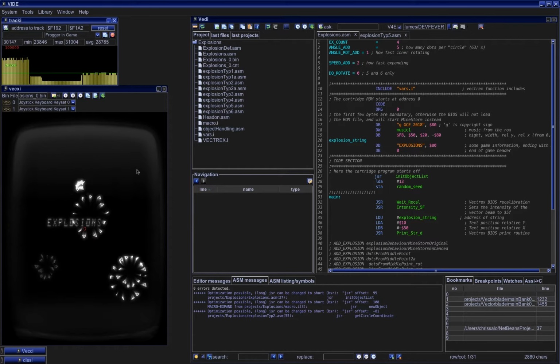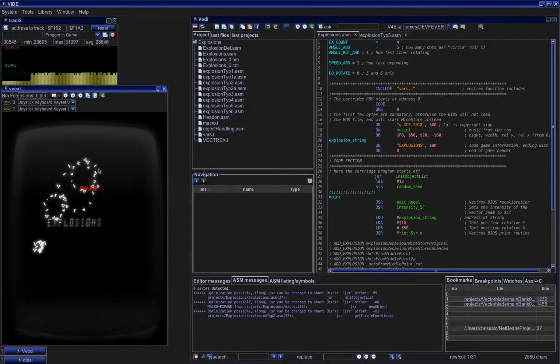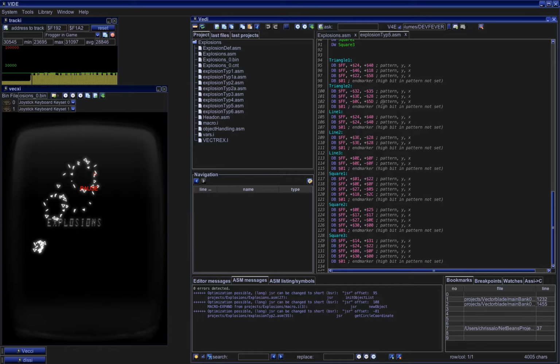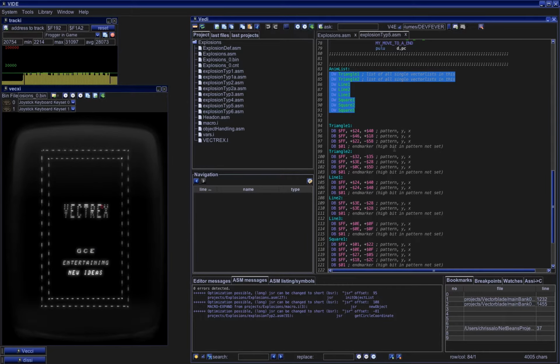So you can see, I pause it. Here you can see there are different kinds of objects that explode from the center. There's a triangle, there's lines and so on. They are defined down here. These are the different objects, squares, lines and so on, and more or less at random they are determined from this list and spread from the middle.